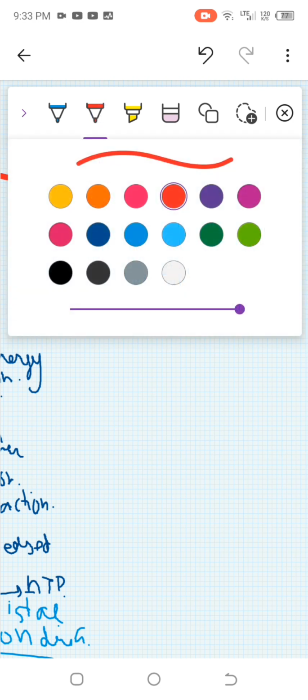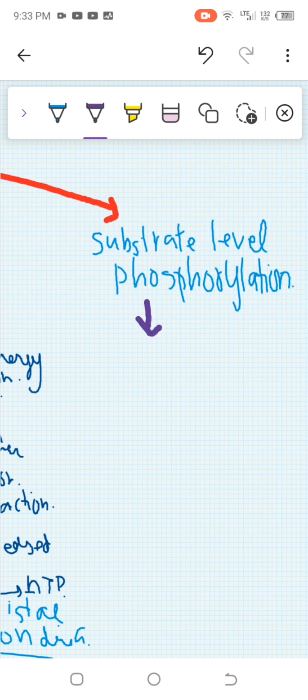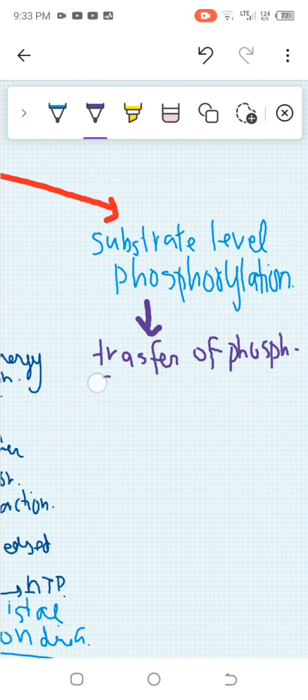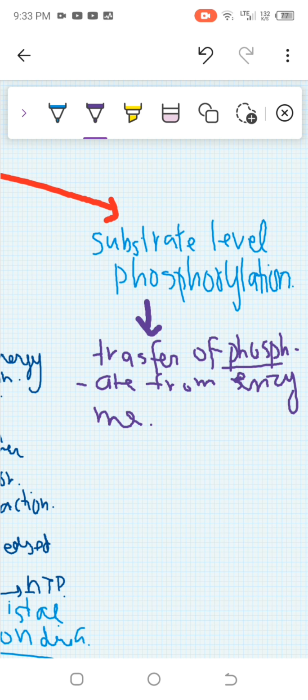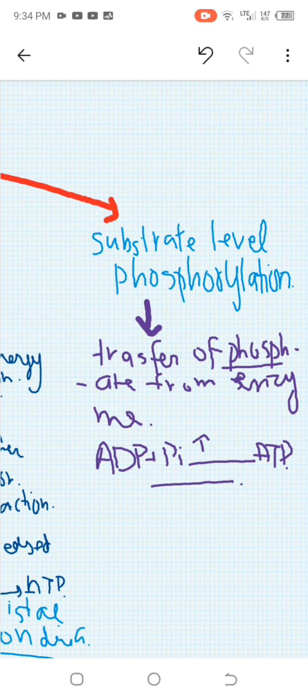What happens inside it? There is a transfer of phosphate: the transfer of a phosphate group from a substrate, from any organic molecule, by an enzyme. When it is transferred, we utilize its energy. The phosphate attaches to ADP, so ATP is formed from ADP plus phosphate, and we use the energy of that phosphate to form ATP. So this is substrate level phosphorylation. I hope all these process steps are clear to you guys.